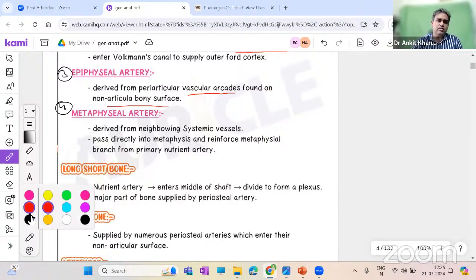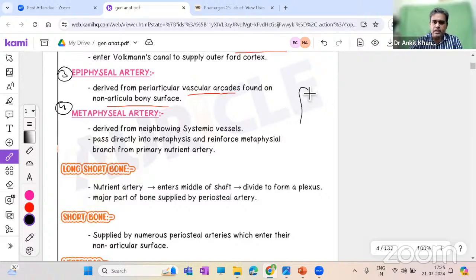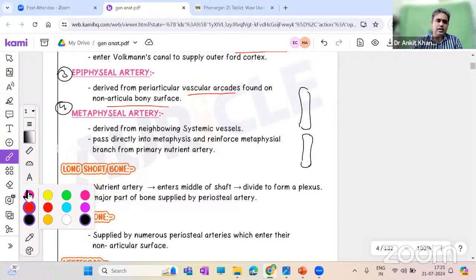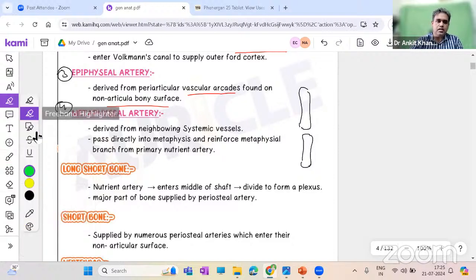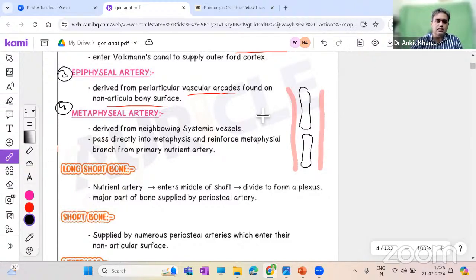Meaning by that, see, we have a bone over here, imagine, and then we have a bone over here as well, right? But there are other arteries also which are running, like suppose there is an artery going like this. These are the arteries which can give branches directly to the inside of the bone. They are known as metaphyseal arteries. They derive from neighboring systemic vessels. They enter through the metaphyses.